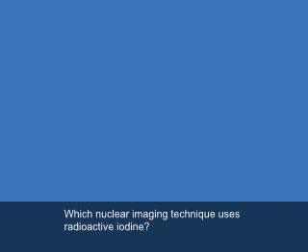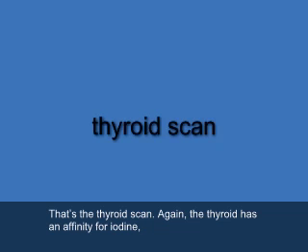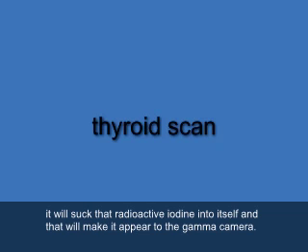Which nuclear imaging technique uses radioactive iodine? Well, that's the thyroid scan. Again, the thyroid has an affinity for iodine. It will suck that radioactive iodine into itself, and that will make it appear to the gamma camera.